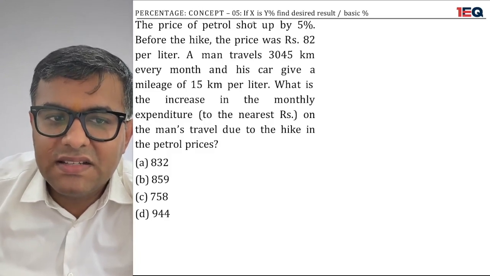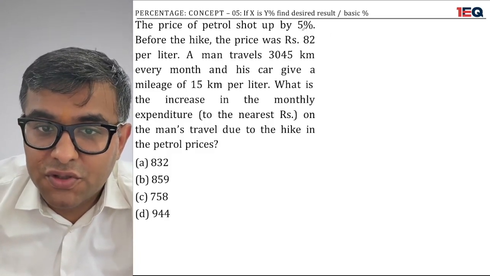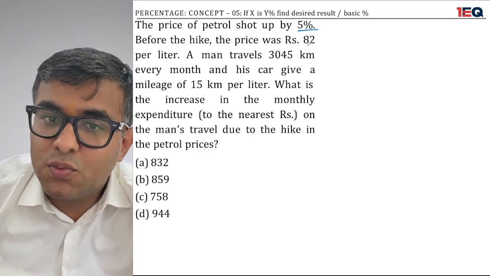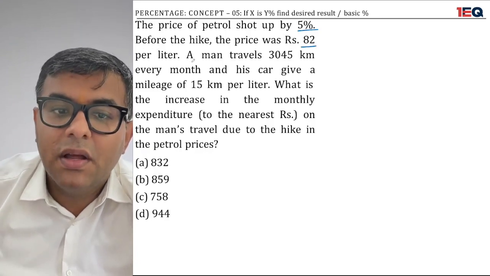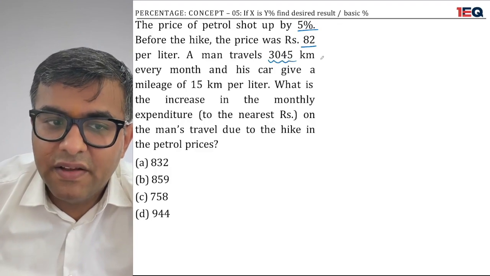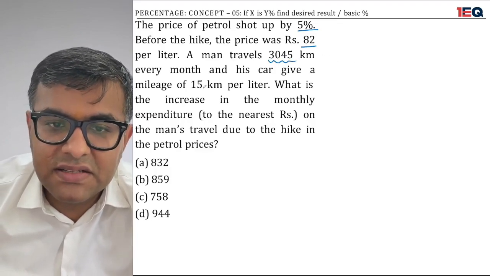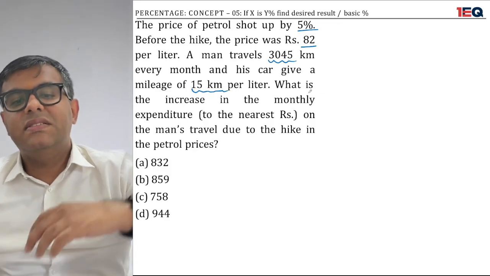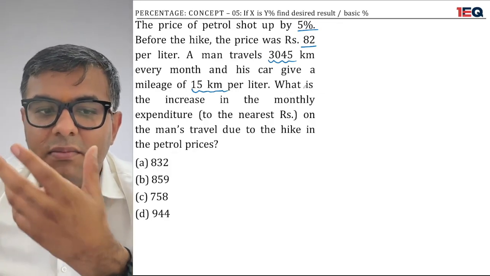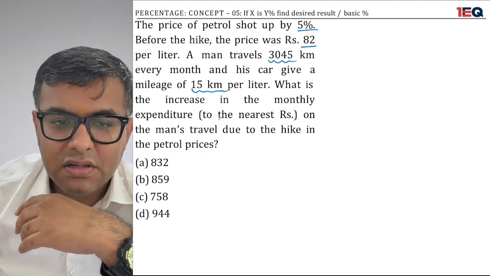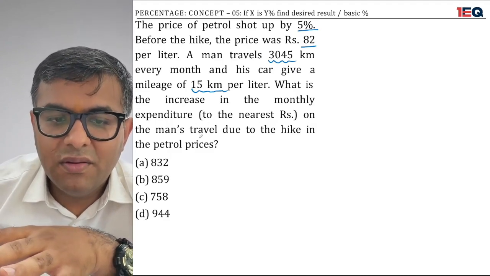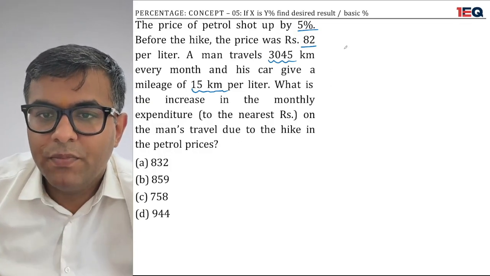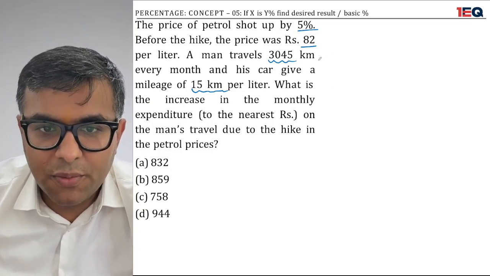Okay, it says the price of petrol shot up by 5%. Before the hike, the price was 82 rupees per liter. A man travels 3045 kilometers every month and his car gives a mileage of 15 kilometers per liter. What is the increase in the monthly expenditure, nearest to the rupee, on the man's travel due to the hike in petrol prices? Okay. I'll tell you what, this is a multifold question.